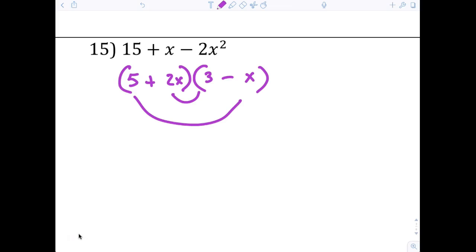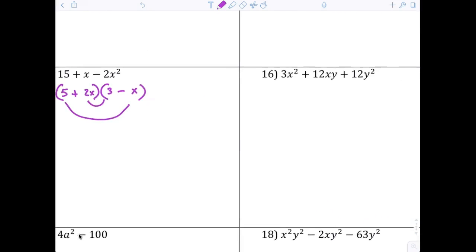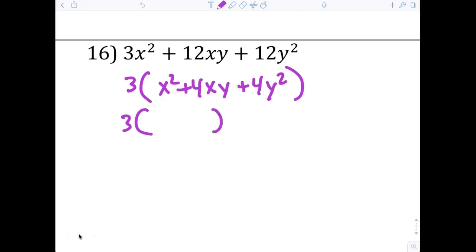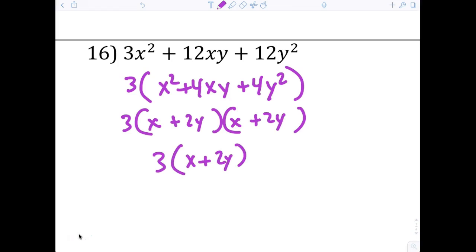All right? Good? All right, let's check out 16. All right, Ellis, tell me what I can factor out on 16. Factoring out a 3 gives me... good. Now what? Good. Good job. So again, because we're all smart, we should say x plus 2y squared.